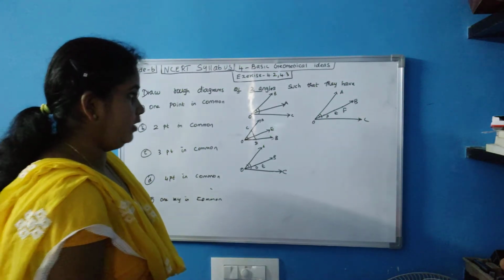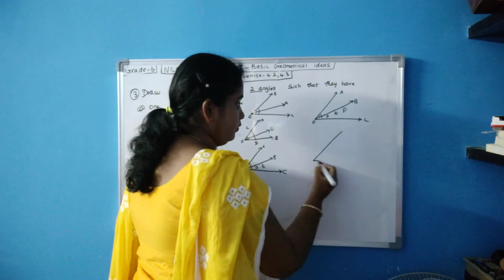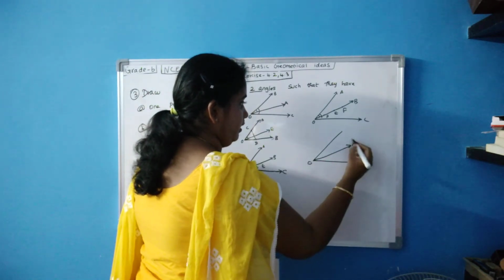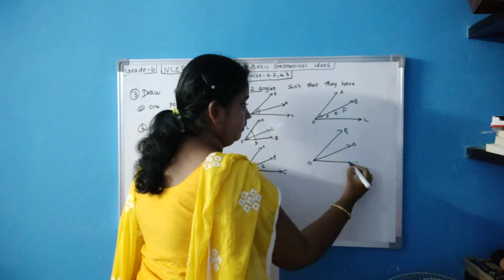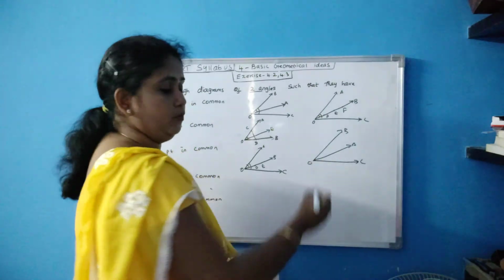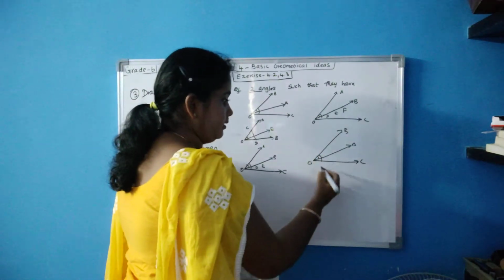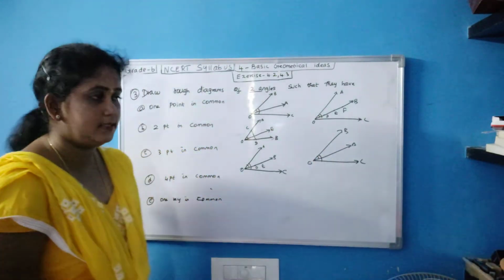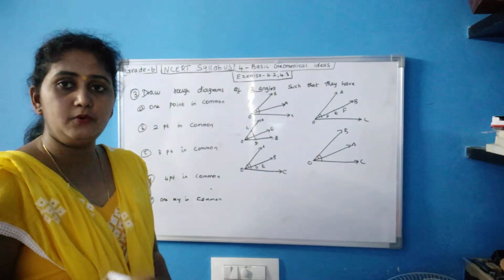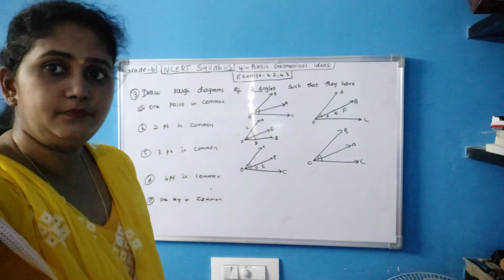Next, one ray in common. So you draw 3 rays. O, A, B, C. So OA is a common ray to both OB and OC with the two angles. Okay, so that's all this sum. With this exercise 4.2 is completed. Now let's move on to exercise 4.3.